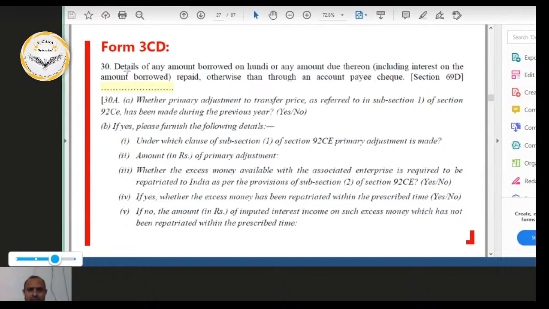Then 30 is not very much relevant. Details of amount borrowed on hundi or amount due thereon otherwise than through an account payee cheque. So the hundi concept is not prevalent in most places, so you can ignore that one.